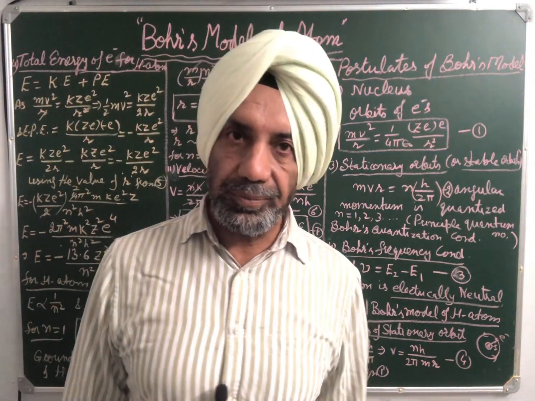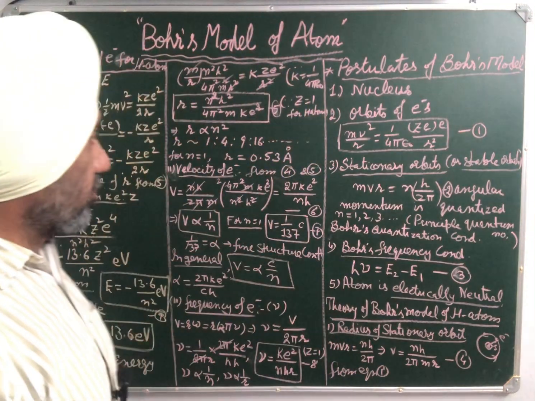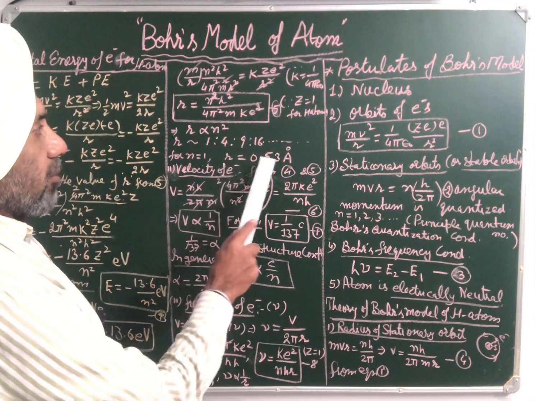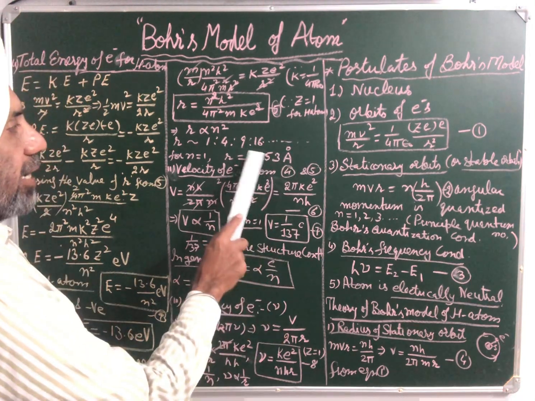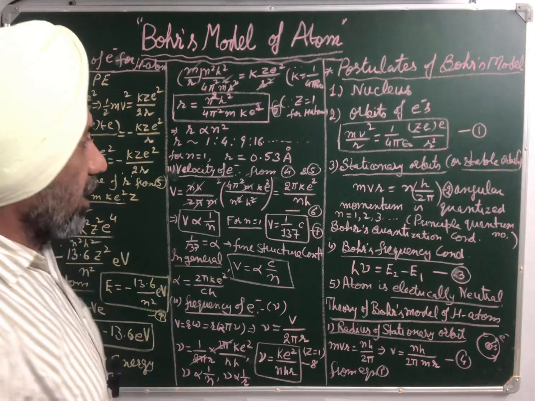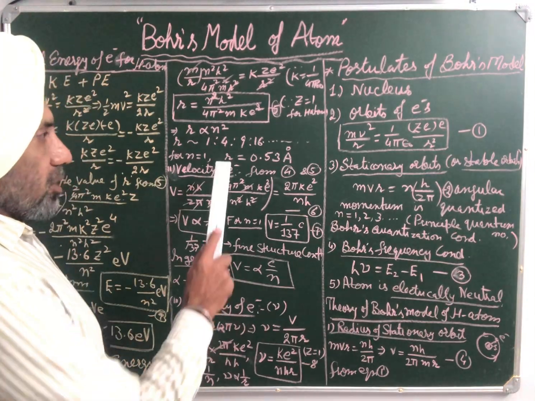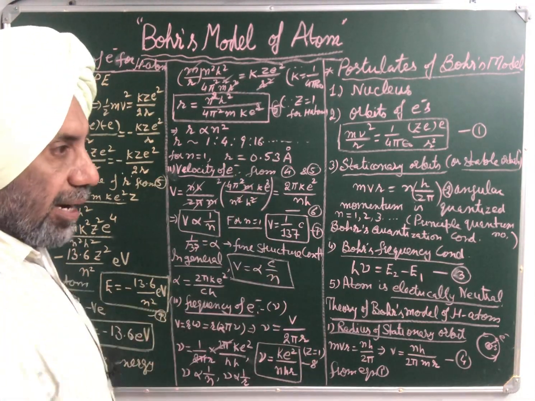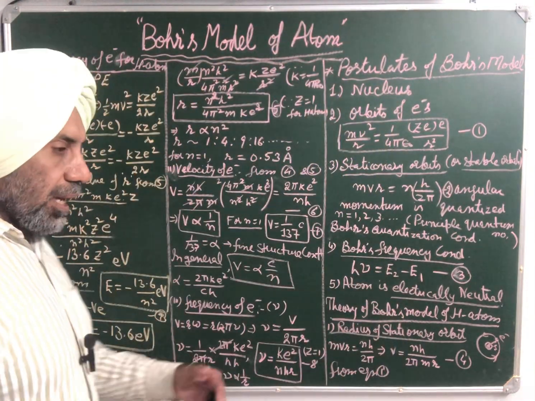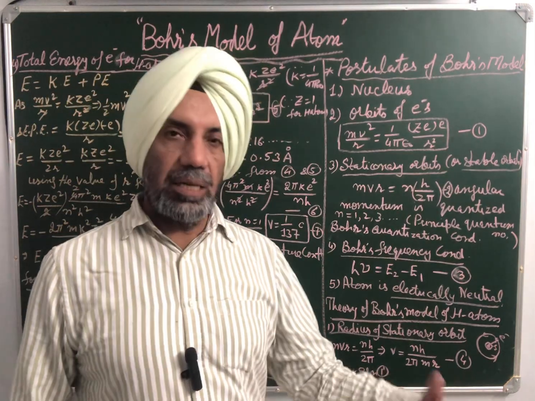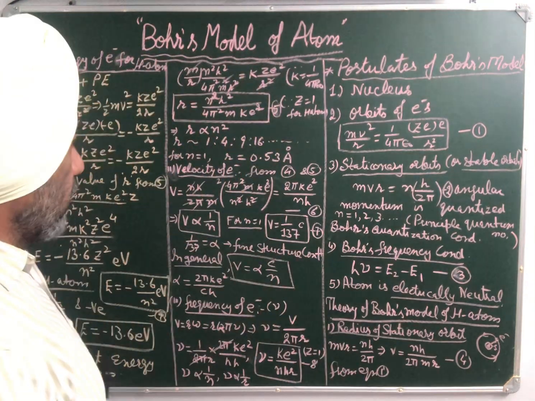First orbit is 0.53 angstrom. So the next radius will be 4 times 0.53, the next will be 9 times 0.53, and so on. So this is the expression for r and how it depends upon the principal quantum number. It means the radius of orbits is directly proportional to the square of the principal quantum number.